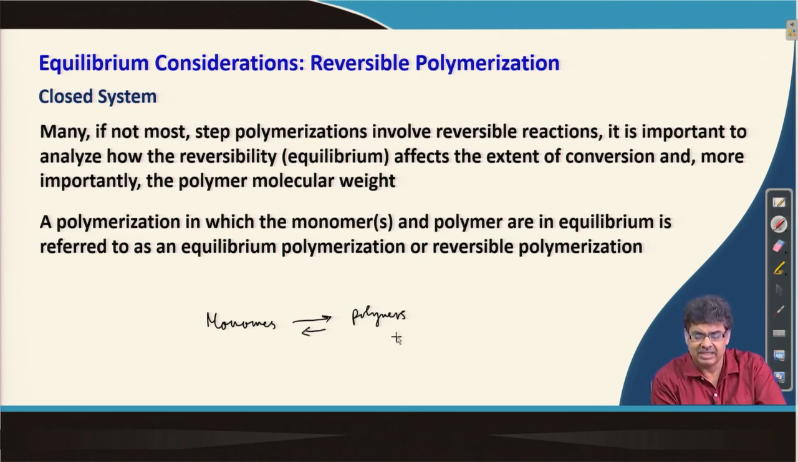Now, first let us begin with the reaction in a closed system, so no condensate is taken out of the system. So, for the first case, we will consider reversible polymerization, that means there is a possibility of monomer to polymer formation and polymer to monomer formation, and in the first case we are just considering the closed system. A polymerization in which the monomers and polymers are in equilibrium is referred to as equilibrium polymerization or reversible polymerization. In this case, we are doing it in a closed system, that means the monomers and polymers are in equilibrium during the entire reaction. So, we call this a reversible polymerization.